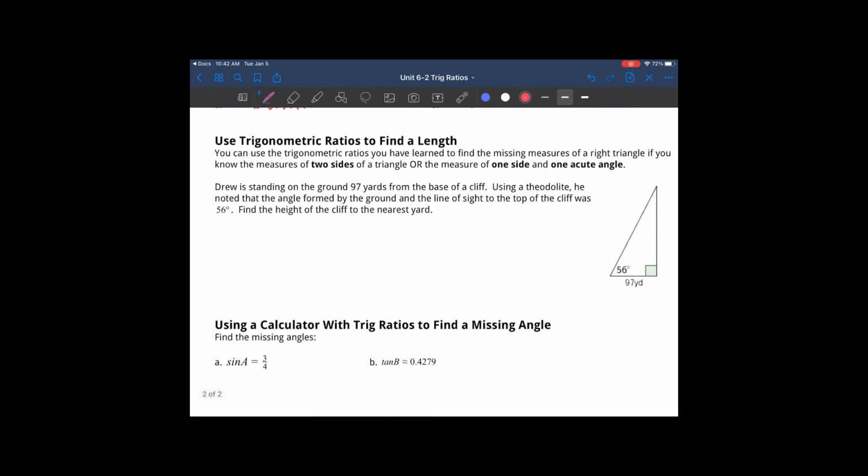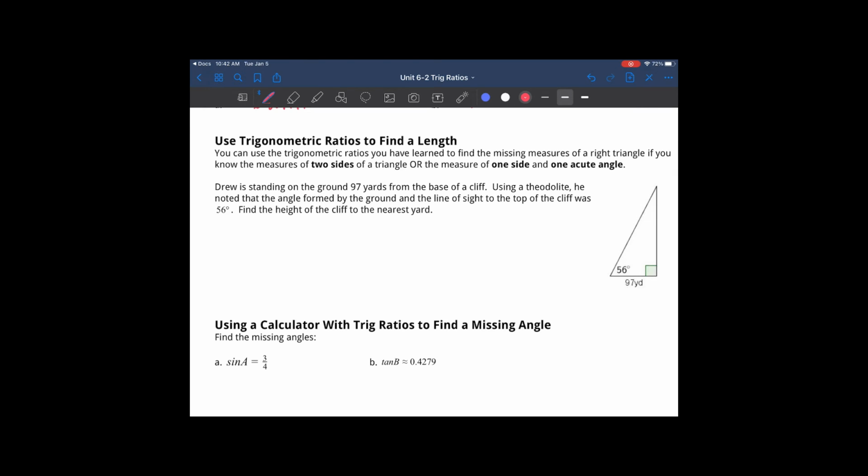Let's use this to find missing lengths now. So we've done ratios, we've done decimals, we've punched it in our calculator. Let's do some word problem type of things. So you can use trig ratios to find the missing measure of a right triangle if you know the measures of two sides, or you know the measures of one side and one acute angle in a right triangle.